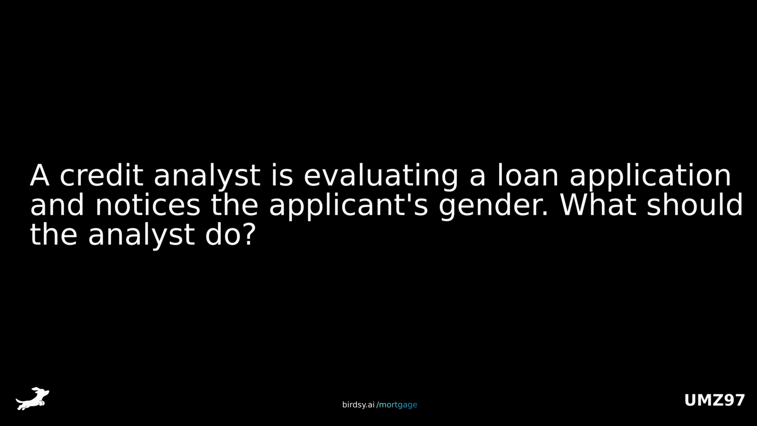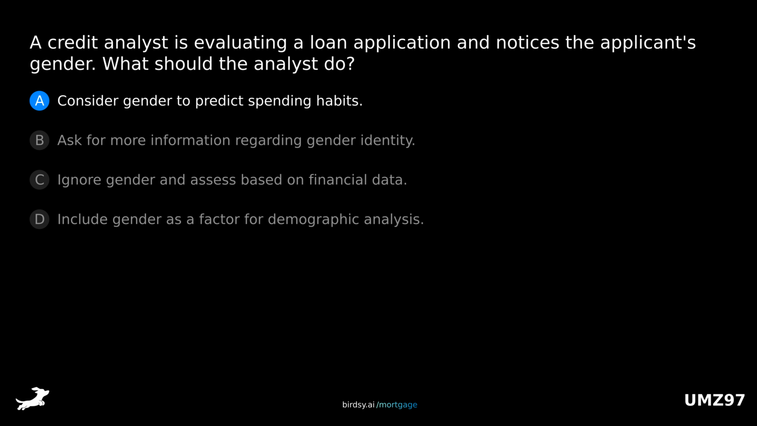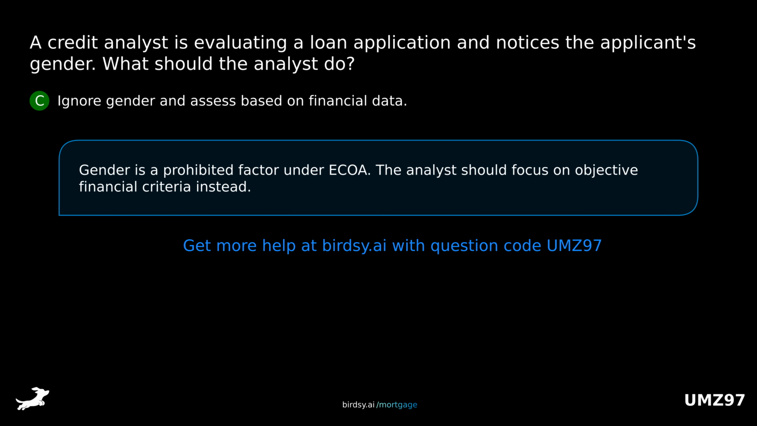A credit analyst is evaluating a loan application and notices the applicant's gender. What should the analyst do? Is it A, consider gender to predict spending habits, B, ask for more information regarding gender identity, C, ignore gender and assess based on financial data, or D, include gender as a factor for demographic analysis? The answer is C. Ignore gender and assess based on financial data. Gender is a prohibited factor under ECOA. The analyst should focus on objective financial criteria instead.